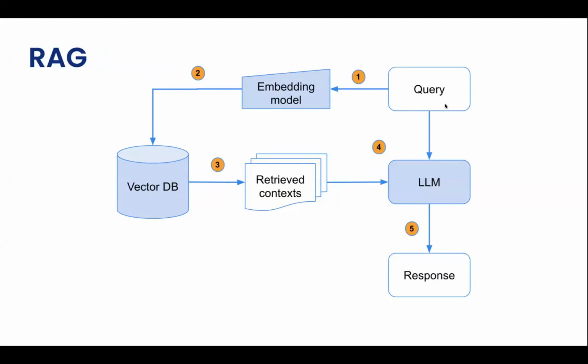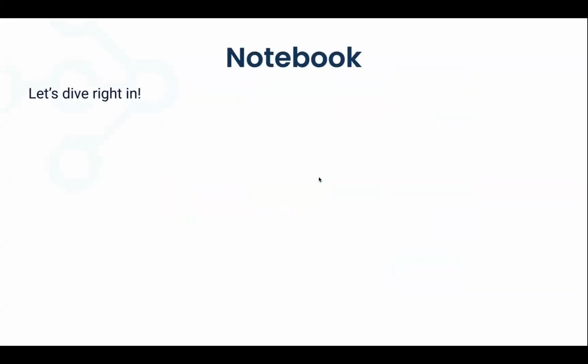How that works at a high level is you have a query, you pass it through some embedding model. That converts the text into a list of floating point numbers that represents its semantic meaning, and you use that to retrieve a set of relevant context information and then pass both the query as well as the retrieved context to the large language model to generate a response. Hopefully everyone's on the same page in terms of what the architecture looks like at a high level. So let's dive right into the notebook for the sake of time.